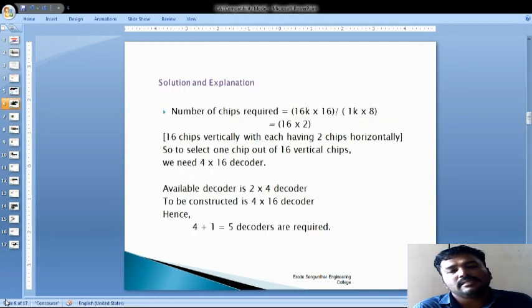So the solution for the given sum: the number of chips required is the ratio of 16 by 16 to 1 by 8, right? When we divide, we get 16 by 2. So 16 chips vertically with each having two chips horizontally. The available decoder is a 2 by 4 decoder only. To construct a 4 by 16 decoder, we need 4 plus 1 additional, that is 5 decoders. So the answer is 5 decoders.